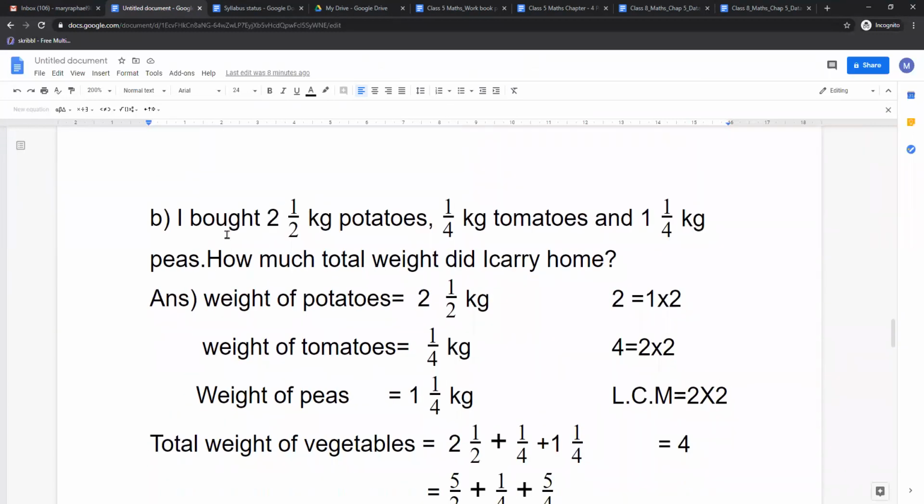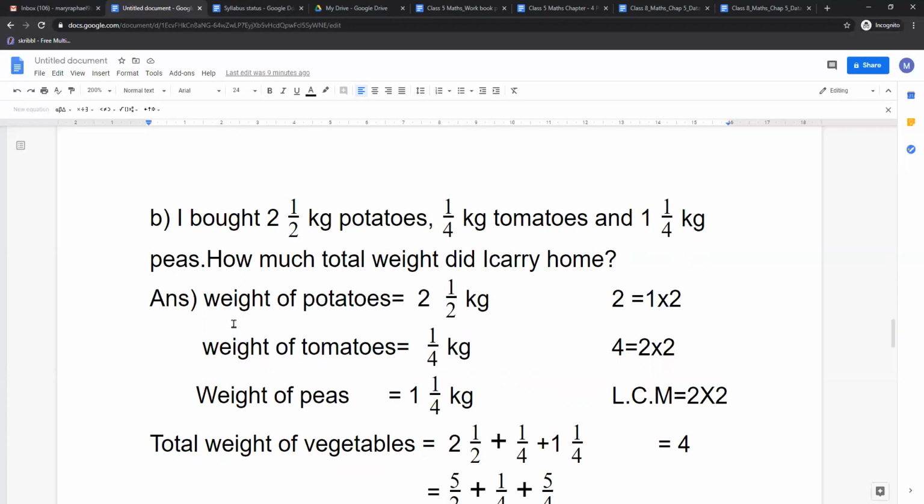Now, the second question is, I bought 2 integer 1 by 2 kg potatoes, 1 by 4 kg tomatoes, and 1 integer 1 by 4 kg peas. How much total weight did I carry home? That is, I purchased 3 types of vegetables: 2 integer 1 upon 2 kg potatoes, 1 by 4 kg tomatoes, and 1 integer 1 by 4 kg peas. So how will you get the total weight of vegetables? We have to add all these 3 numbers or fractions.